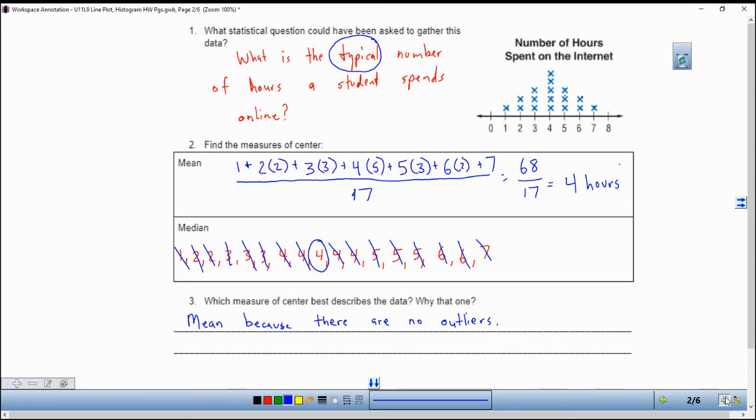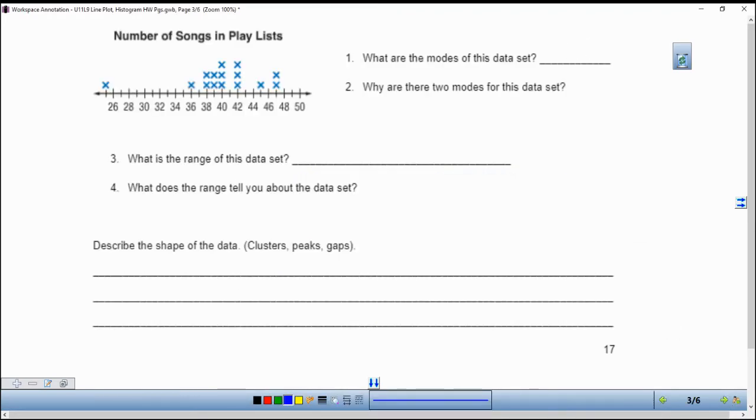All right. Let's check out this line plot here. What are the modes of the data set? Now, the mode is the one that's the most popular, the one that comes up the most. And there are 2 modes. It's kind of like the peak. 40 is a mode, and 42 is a mode. Those are the numbers that came up the most, and they were tied.